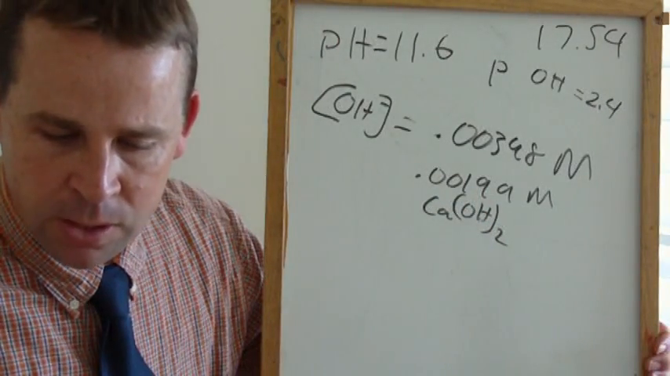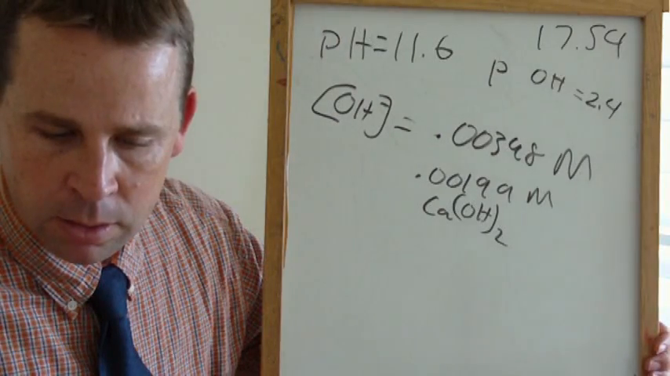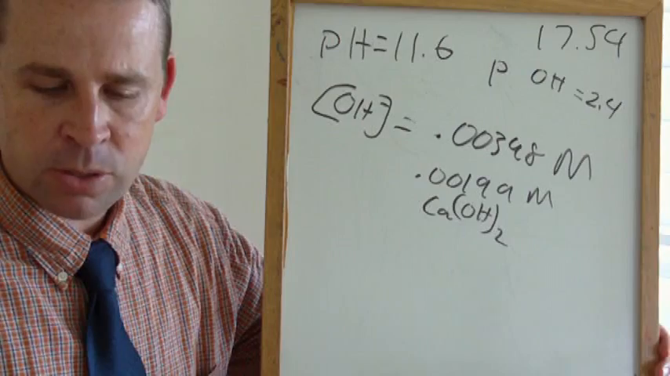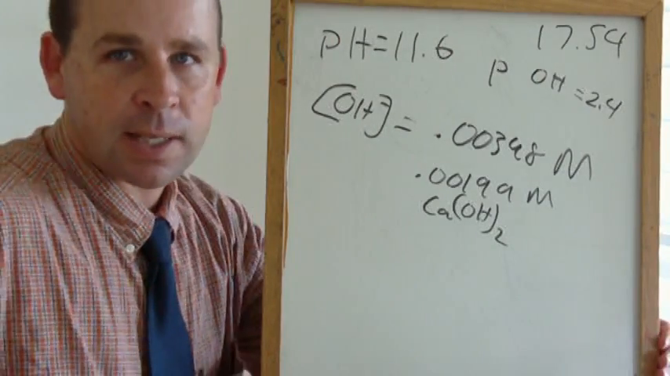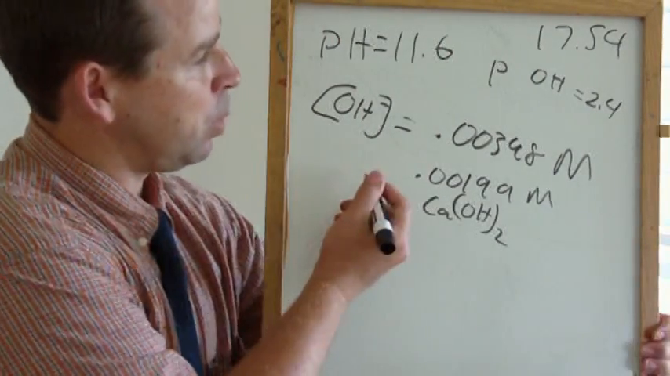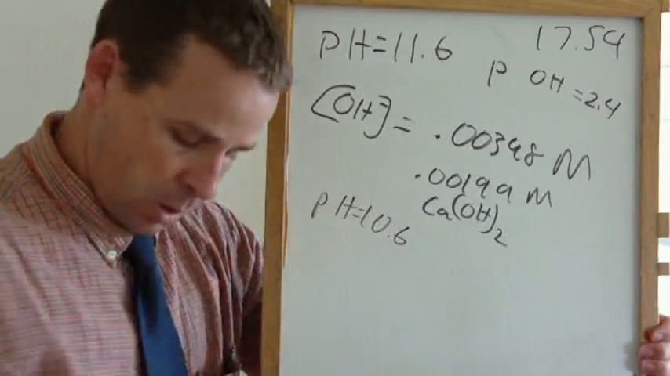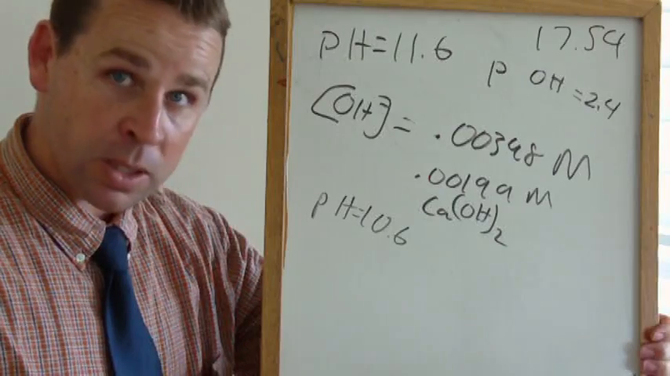What is the molar concentration of calcium hydroxide in the solution? It's that. What's the molar concentration of calcium hydroxide if the pH is 10.6? All right? So if the pH is 10.6, 14 minus 10.6.